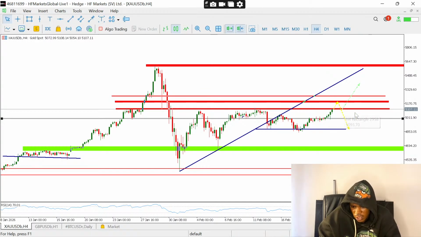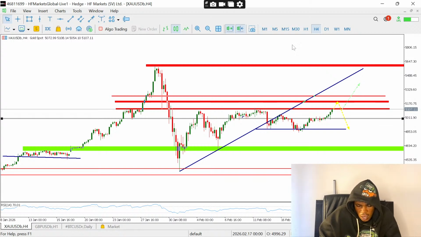So we cannot really tell right now, but my bias on gold is to the upside. That's certain. All we're just waiting for is for the market to break above this level. As you can see, the market has been tested multiple times and it couldn't break above it. So this is a strong level right here, and it's on the higher time frame.